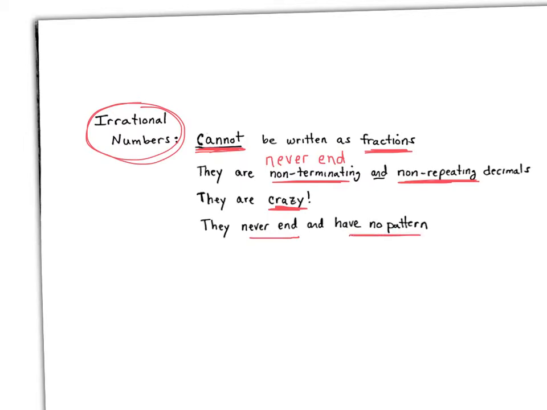So, example, 24.256713829563 on and on and on. There's nothing you can do with that. You just leave it. Alright, I hope these notes are helpful.